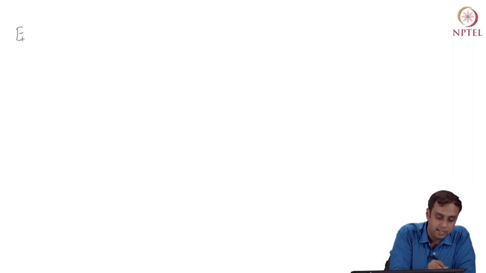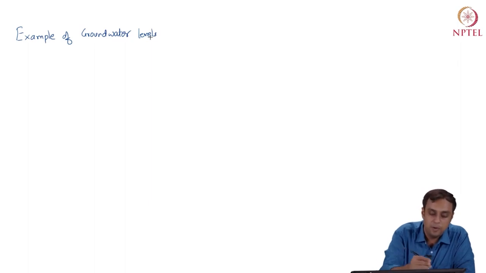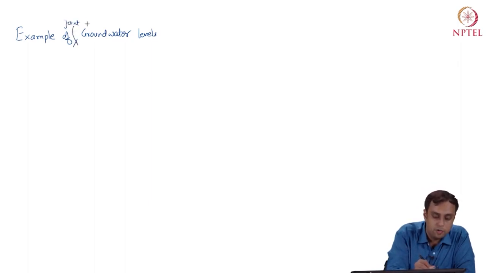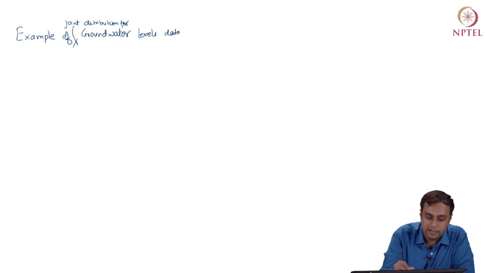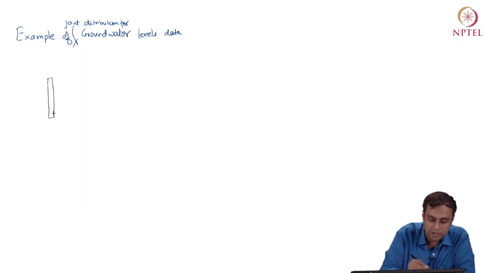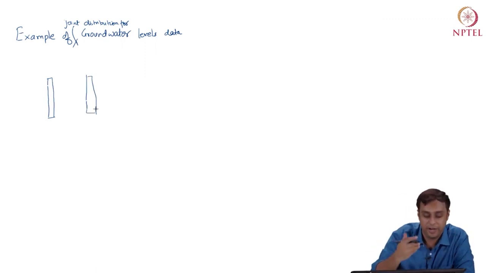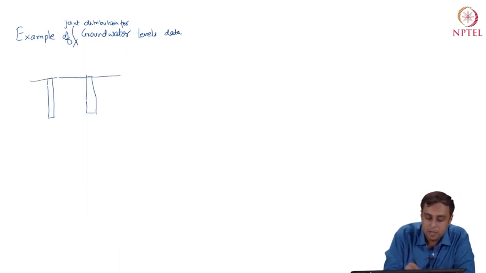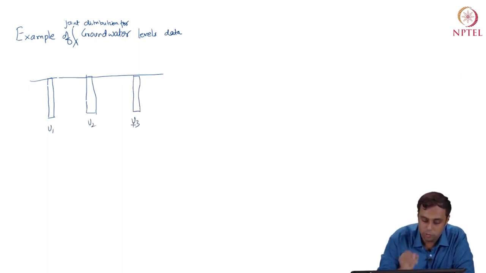To better understand, let's go back to our example of groundwater levels. So let's look at an example of joint distribution for groundwater levels data. So here, on ground, what I have is three wells. So I have three wells where I'm able to monitor the depth of groundwater from the ground. So let's say I have a ground level and I have dug these wells beneath the ground at locations U1, U2, and U3, right?